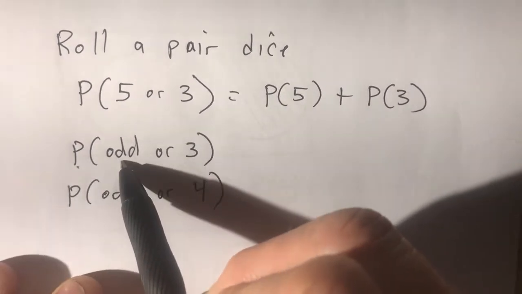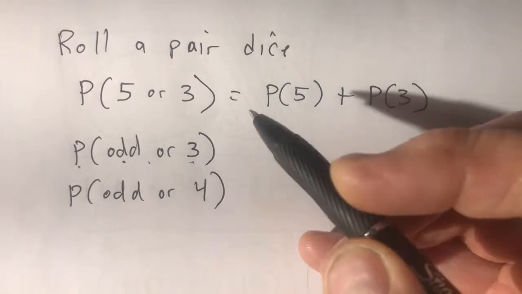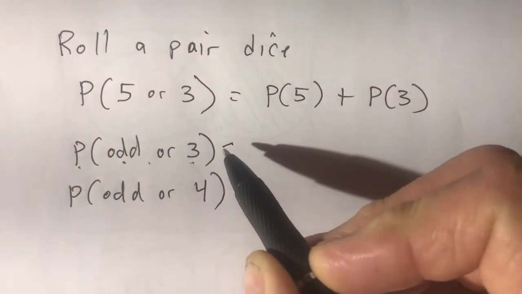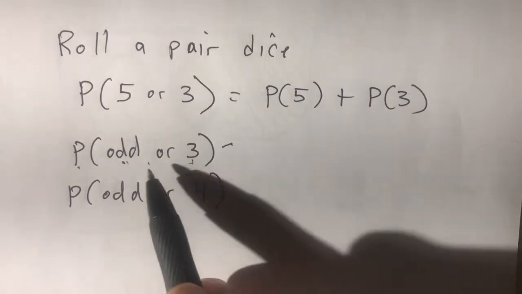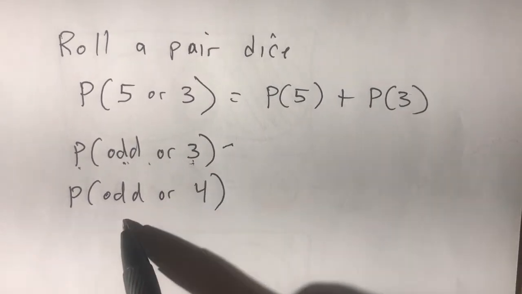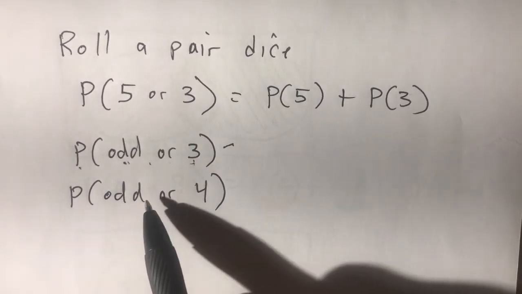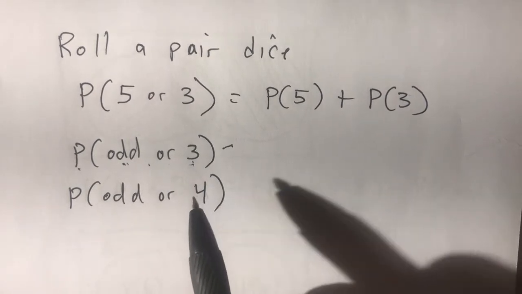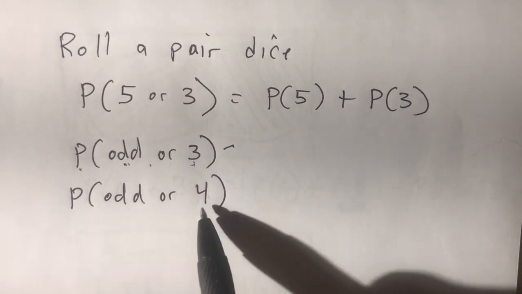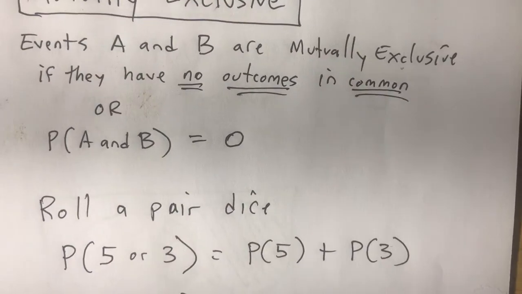The probability of rolling an odd or a 3. This is not mutually exclusive because a 3 is odd. So these are not mutually exclusive. But right here, the probability of rolling an odd number or a 4. These are mutually exclusive because it's not possible to do both of them.